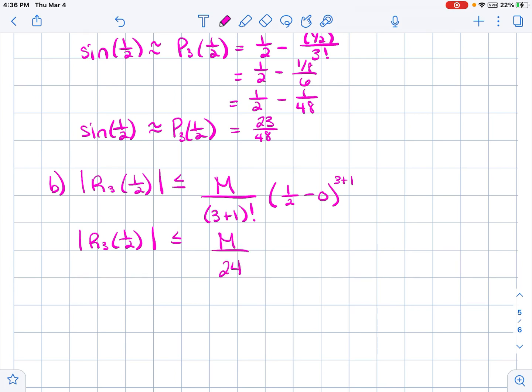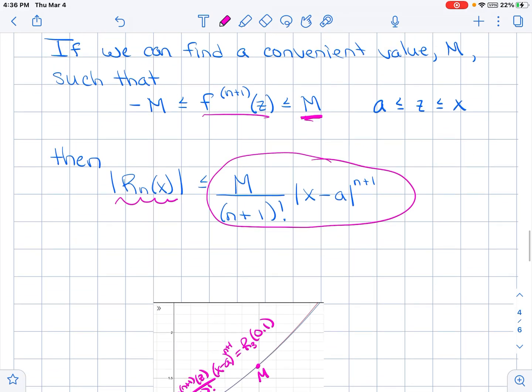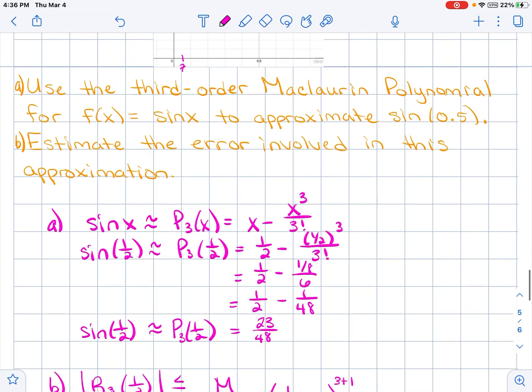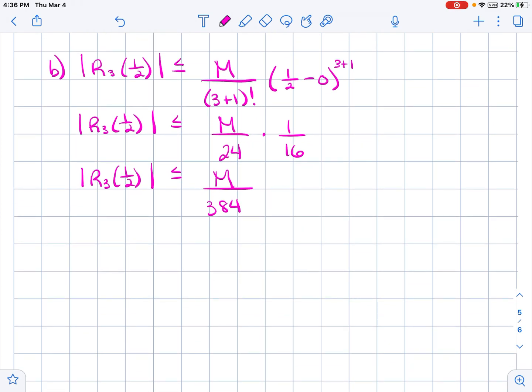So we've got 3 plus 1 factorial, that's 24. 1/2 to the 4th is 1/16. So we're saying that the remainder, the amount that we're off from the actual value of the sine of 1/2, will be less than or equal to some value m, we'll find that in a second, over 384. Let's talk about this m value. Remember, m needs to be some convenient value that is greater than the next derivative. Okay, the next derivative. So in our case, the next derivative would be the fourth derivative.